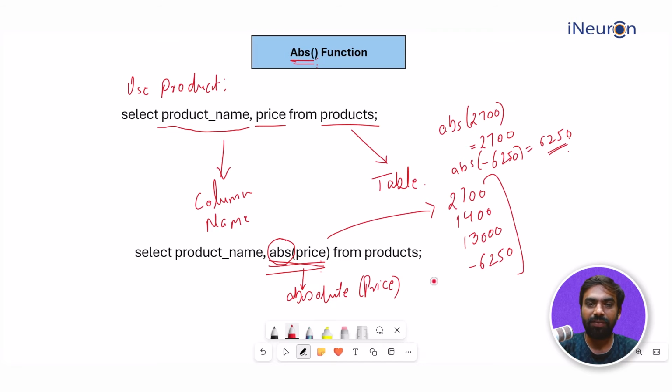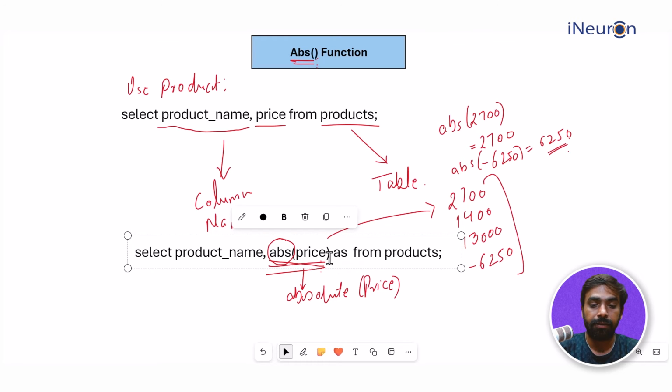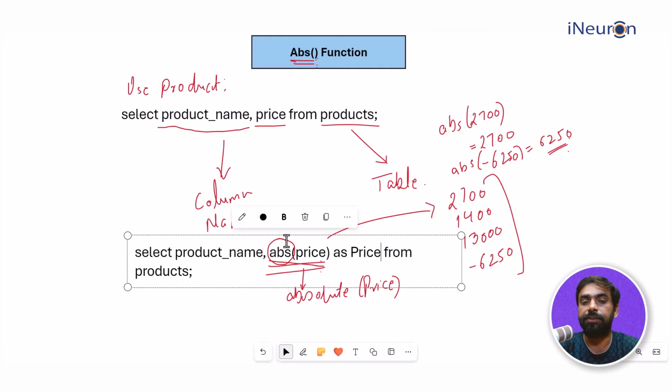Now we can also give it an alias. We can write it as price. I can run this as price. Now the price will come out to be only positive, and the risk that the price might be negative or that there might be an error in the price can be taken care of. Let's see this now in SQL.